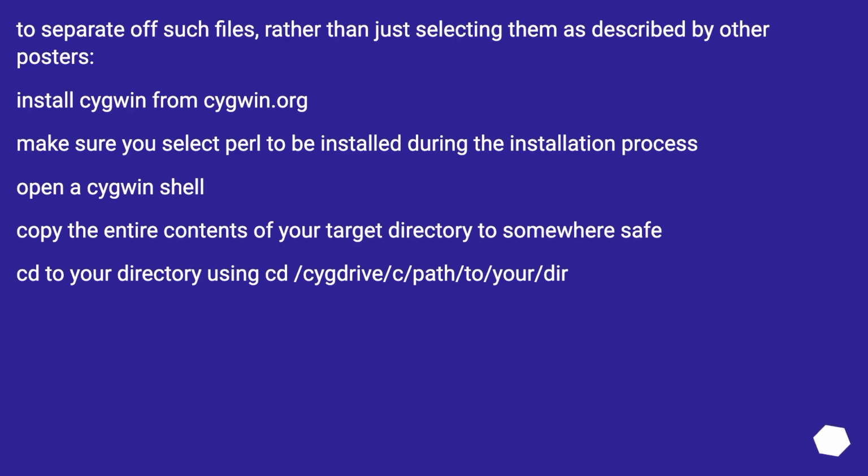To separate all such files, rather than just selecting them as described by other posters, install Cygwin from cygwin.org. Make sure you select Perl to be installed during the installation process. Open a Cygwin shell. Copy the entire contents of your target directory to somewhere safe. cd to your directory using cd.